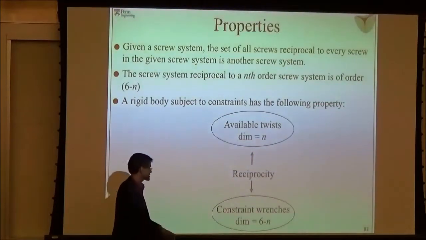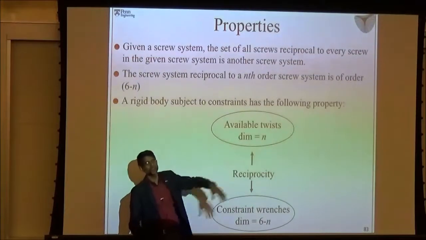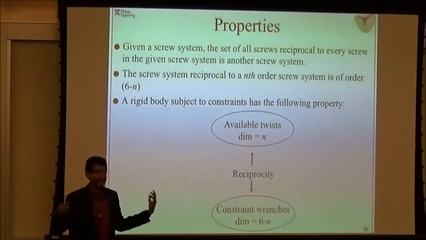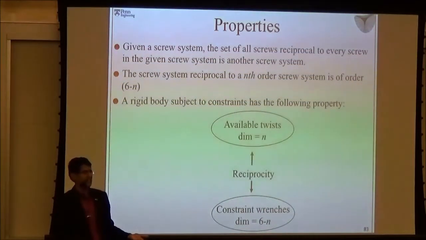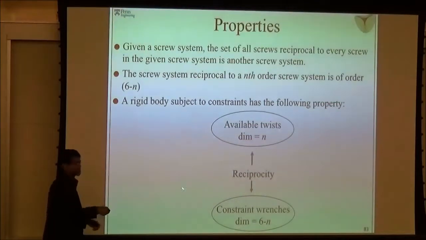But what does make a lot of sense is to say, what are the wrenches that are reciprocal to this? In other words, what are the wrenches that can be exerted on my arm, and I don't have to apply any force or actuate a torque in order to resist that? That makes sense. So that's where reciprocity comes in.